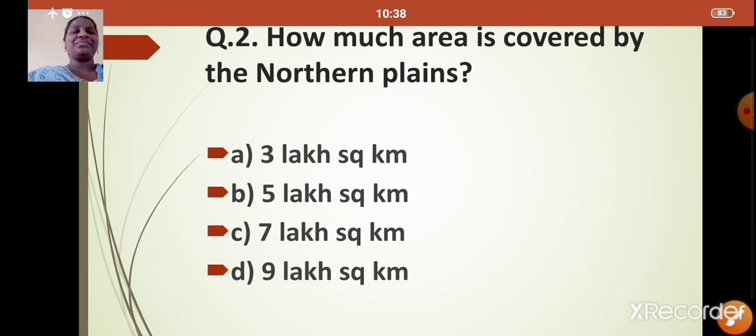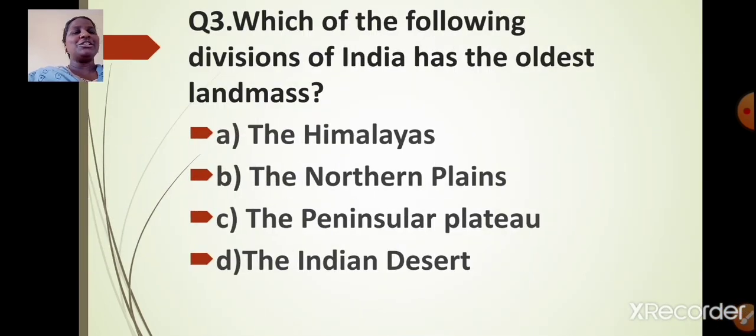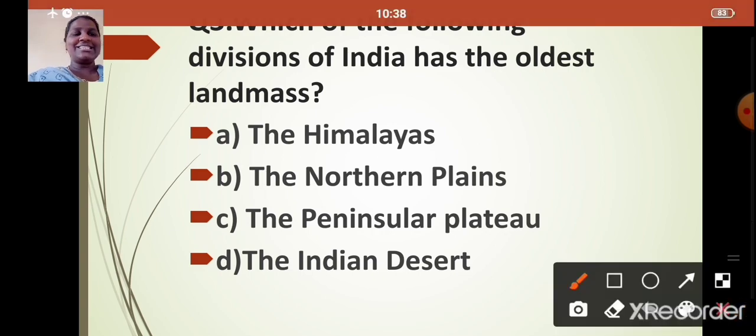Very good. Next question. Which of the following divisions of India has the oldest landmass? Option A the Himalayas. Option B the northern plains. Option C the peninsular plateau. Option D the Indian desert. Which is the correct answer? Yes, it is option C the peninsular plateau.